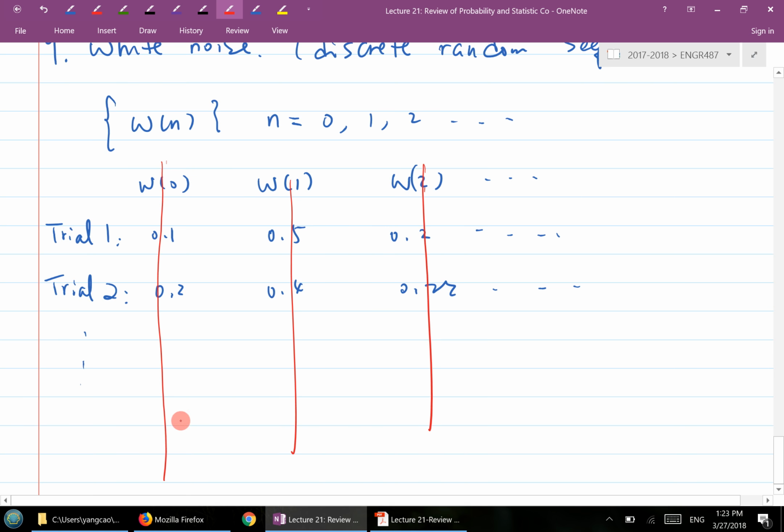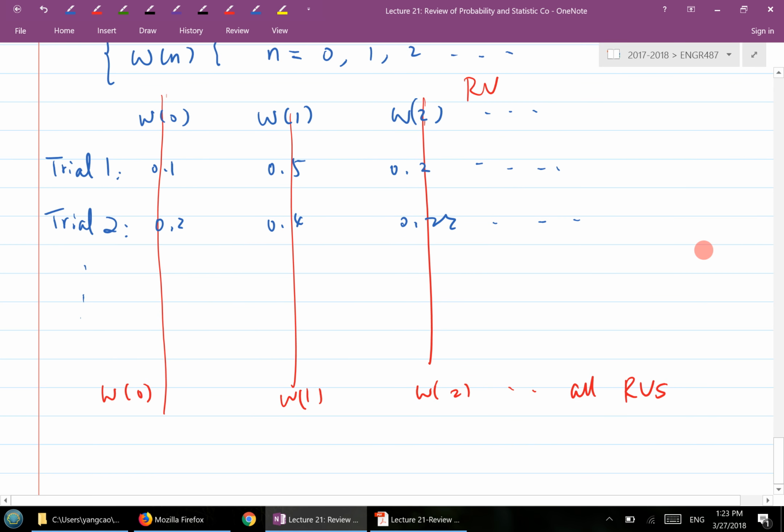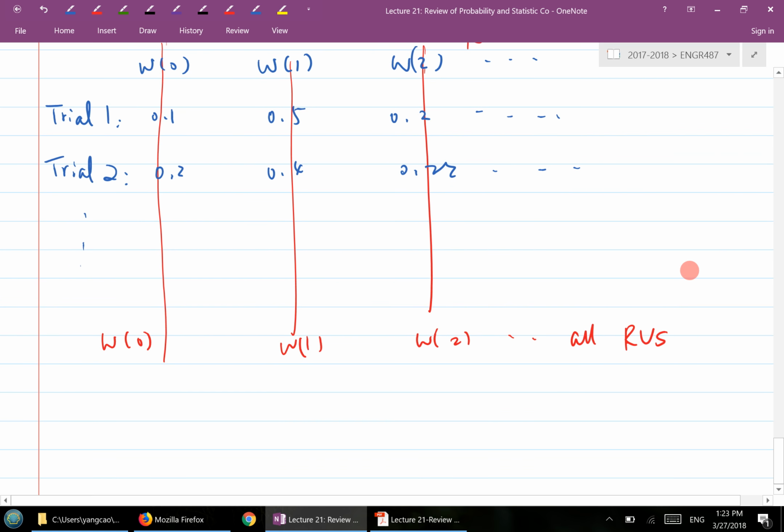Each one of the columns here is basically a random variable. So W0, W1, and W2, they are all random variables, and that's the Gaussian noise here. And this is what they call independent identically distributed, IID.